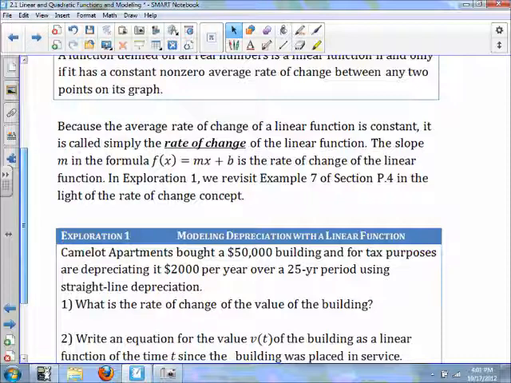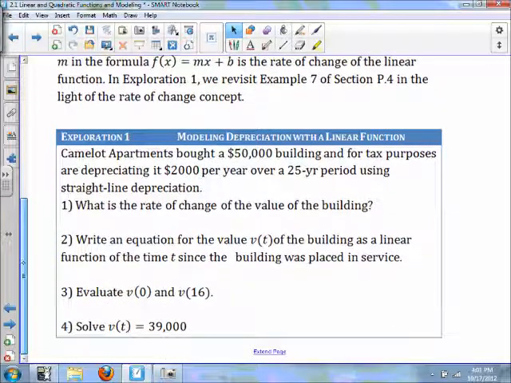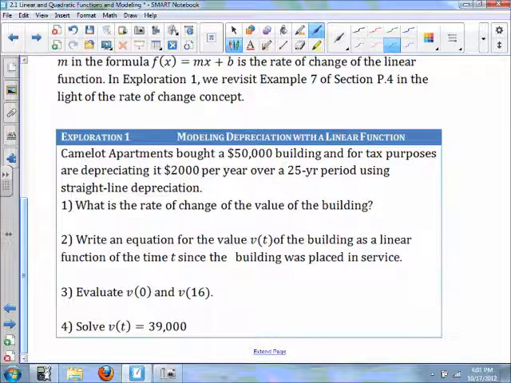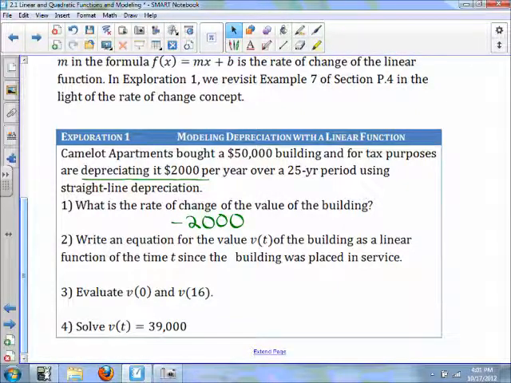In exploration 1, we're going to revisit example 7 of section P4 in the light of the rate of change concept. Now, you guys actually didn't do example 7, but we'll work on this exploration now. Camelot Apartments bought a $50,000 building for tax purposes and are depreciating it $2,000 per year over a 25-year period using straight line depreciation. What is the rate of change of the value of the building? Well, if it's depreciating $2,000 a year, that means it's going to be negative $2,000. So there is a rate of change.